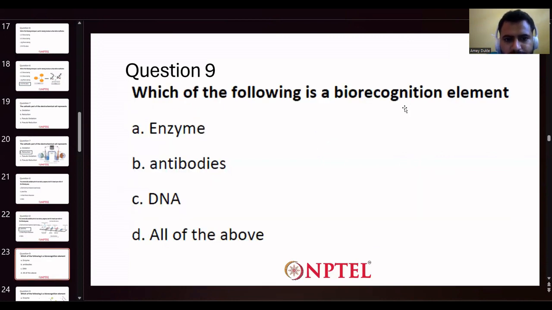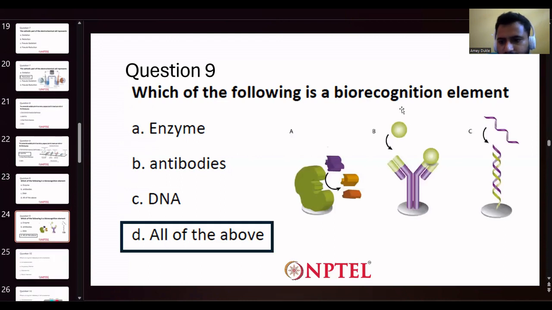Okay, so moving to the next question: which of the following is a biorecognition element: enzyme, antibodies, DNA, all of the above. The answer is all of the above. Sensors are made from all of these biorecognition elements. For enzymatic sensors, one example I can give you is the glucose sensor. For antibodies, the example we just discussed before is the pregnancy test kit. DNA-based sensors are also being widely used, if you read the literature regarding COVID tests, the COVID point of care testing kits. For that, DNA-based biorecognition elements are also widely used.